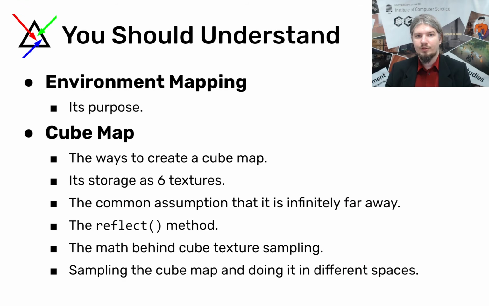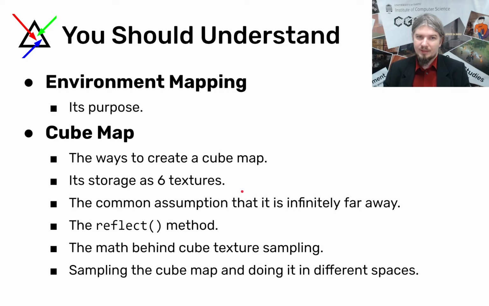From this video, you should understand environment mapping, its purpose, so either to show some kind of a skybox of distant objects, or to save this illumination in the environment and then sample it for reflections. We learned about a cube map. We saw a couple of ways to create a cube map. So you can draw it, you can take it with a 360 camera, or you can render it in real time in your game. We saw that it's stored as these 6 equirectangular textures.